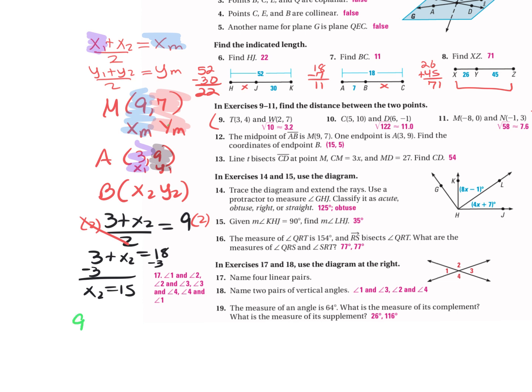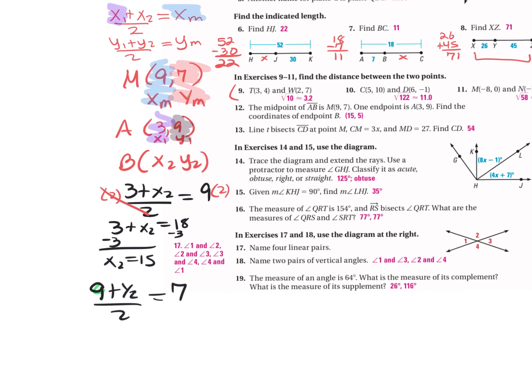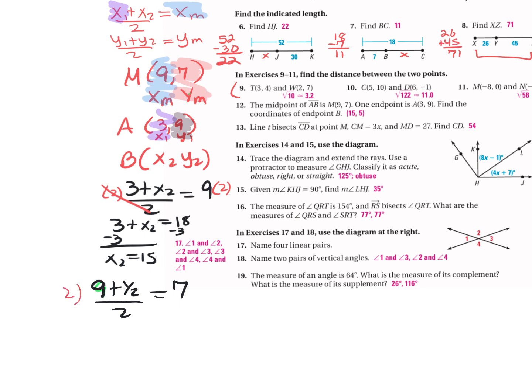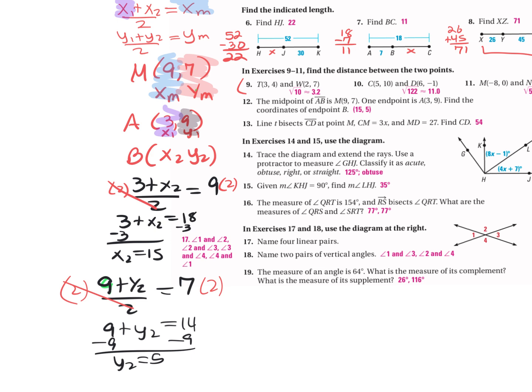So I'm going to do 9 plus Y2, divided by 2, equals the Y of the midpoint, which is 7. I'm going to multiply both sides by 2 to clear the fraction, and I end up with 9 plus Y2 equals 14. Subtract 9, and Y sub 2 equals 5. So my ordered pair for my endpoint is 15, 5. This is going to be point B.